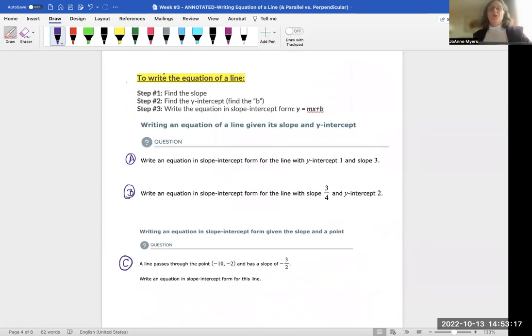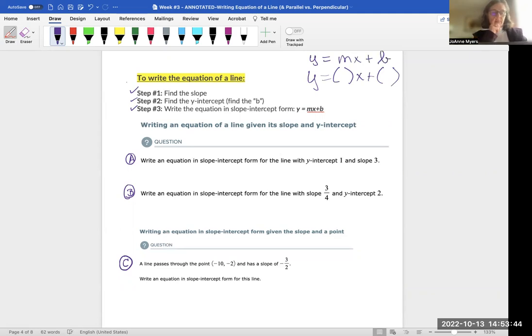Here we go. Now, to write the equation of the line, 2 steps, and then you write it. Step 1, find your slope. Step 2, find the y-intercept, or your b. Step 3 is write y equals mx plus b, where you have a number for m and a number for b. And there is your slope-intercept form.